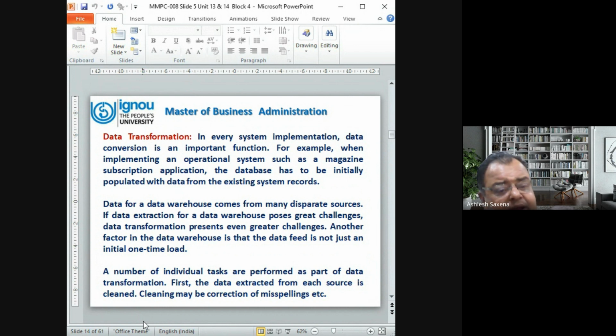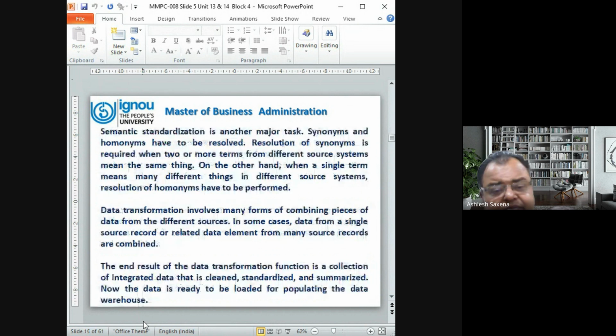A number of steps are involved as part of data transformation. First, the data extracted from each source is cleaned. Cleaning may be correction of misspelling, etc. Systematic standardization is another major task. Synonyms and homonyms have to be resolved. Resolution of synonyms is required when two or more terms in different source systems mean the same thing. On the other hand, when a single term means many different things in different source systems, resolution of homonyms has to be performed.